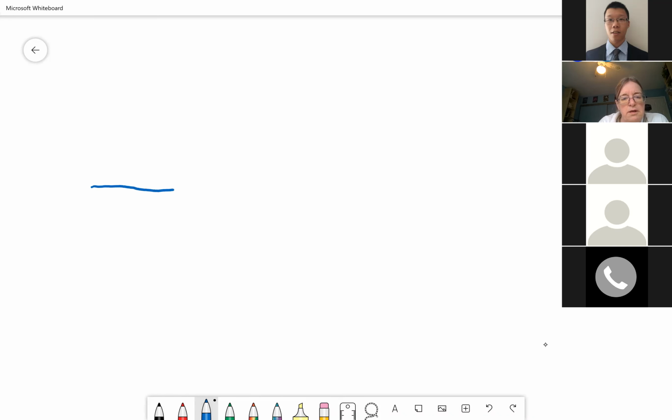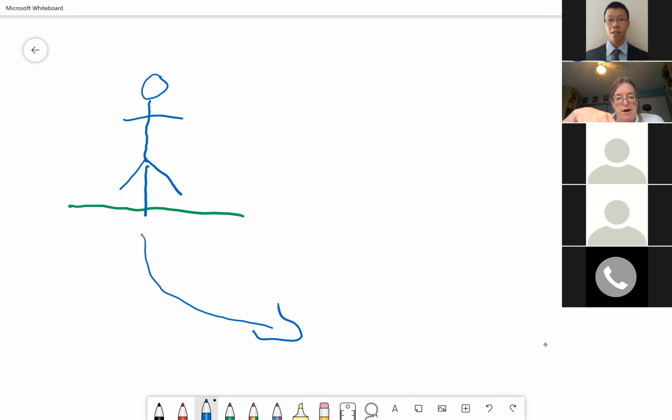This is the person on the bike, right? And they're going around a corner that is like that, right? If we looked from above, they would be going around that way.